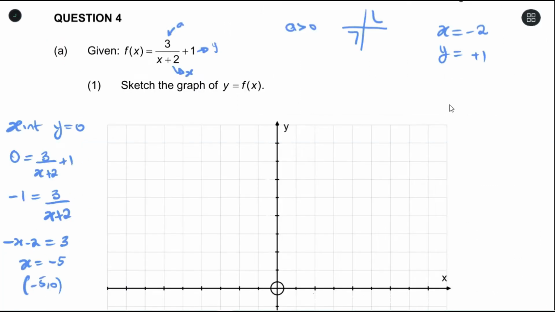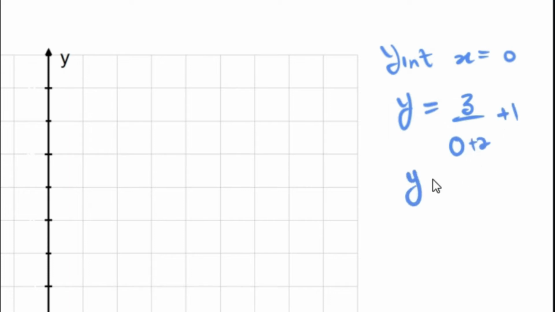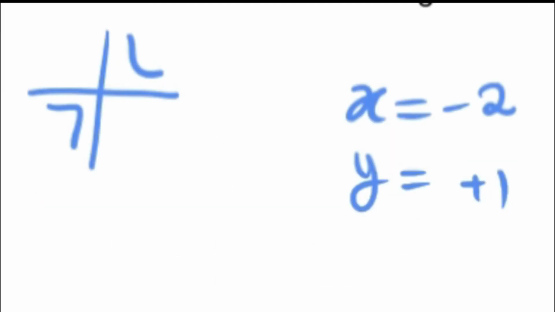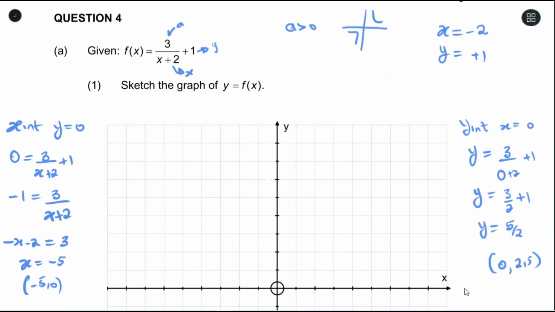Okay, now we also need to get our y-intercept. So the coordinate will be (0, 2.5). We have our asymptotes, we have our intercepts. Now with that we can sketch our graph.